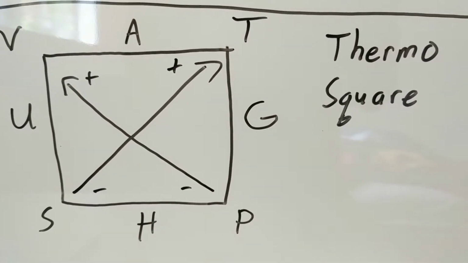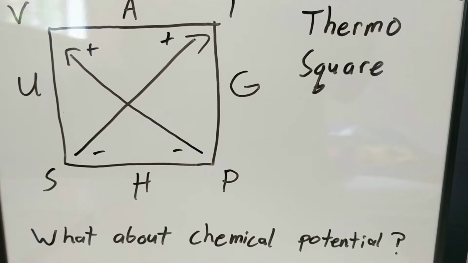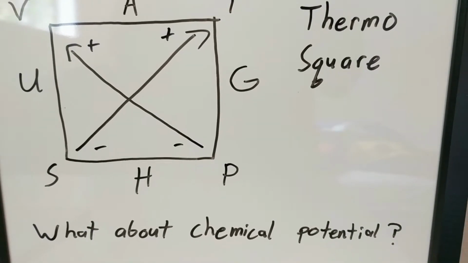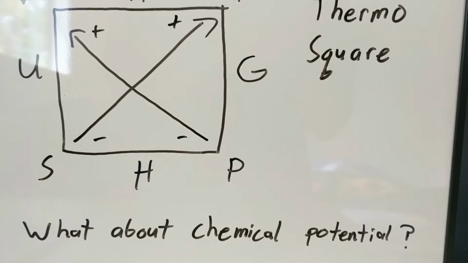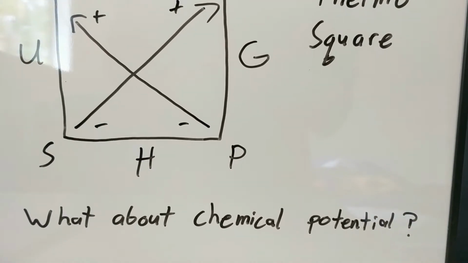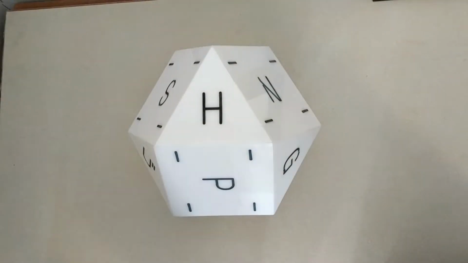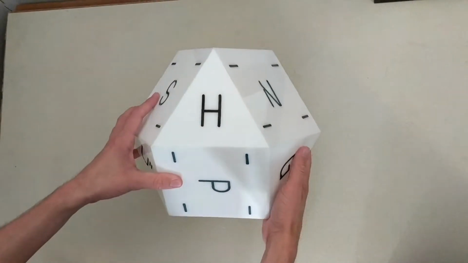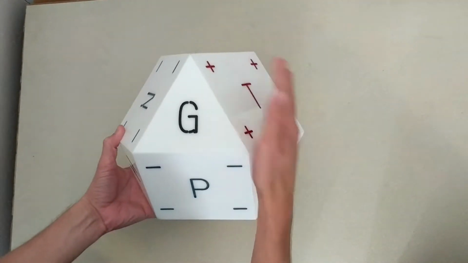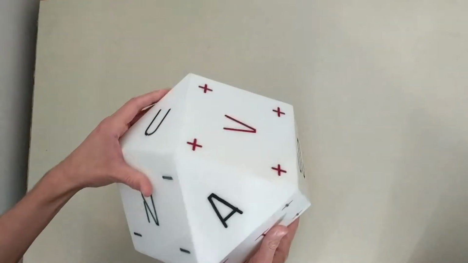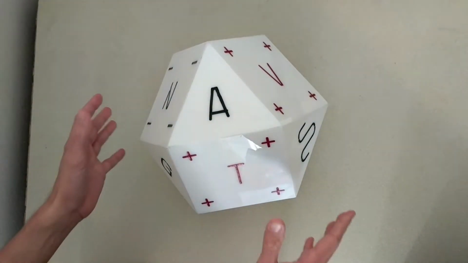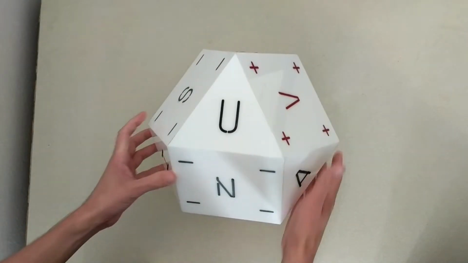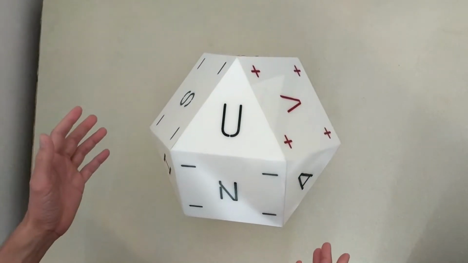But something's missing, isn't it? What about chemical potential? Well, don't worry. Conveniently, there's actually also a very easy way for us to remember that, and that is what the rest of this video is going to be about. And that's what this is. This is essentially the thermodynamics cube. Obviously, it's not a cube because it's this crazy shape, which doesn't even have a real geometric meaning. But this is the three-dimensional version of the thermosquare.